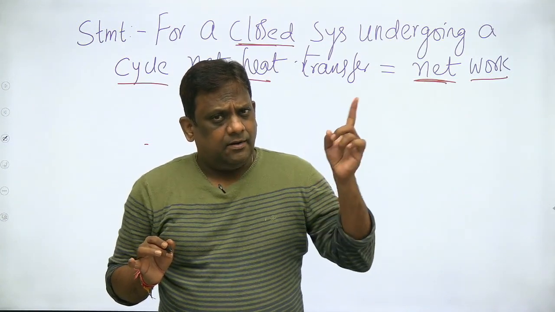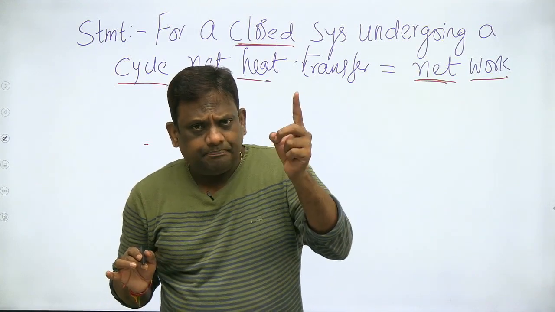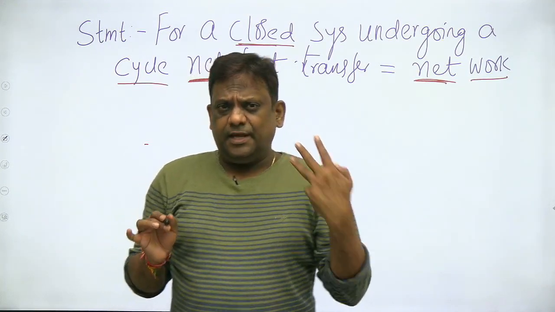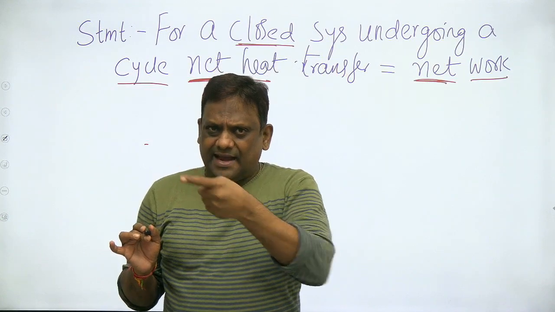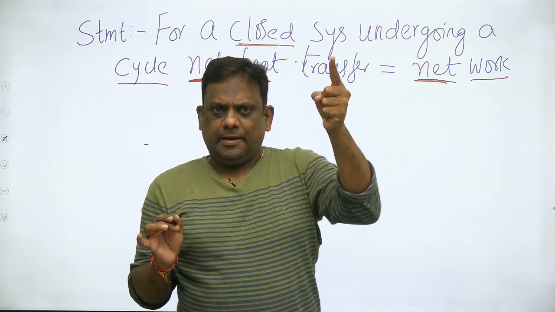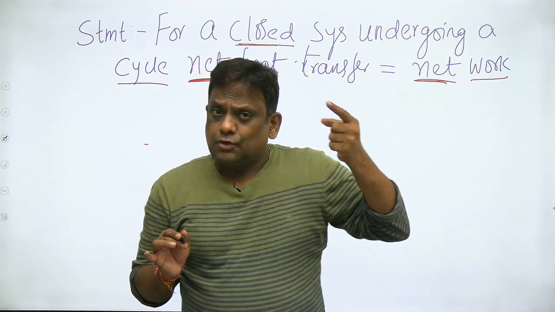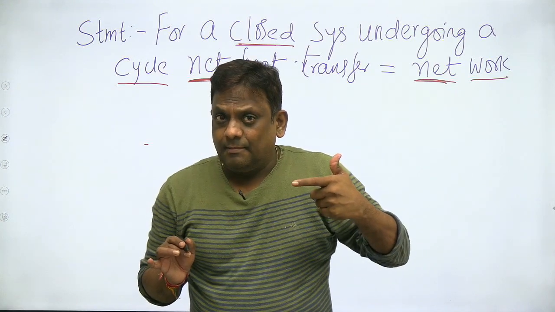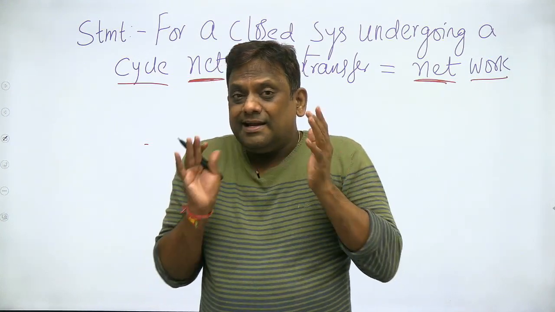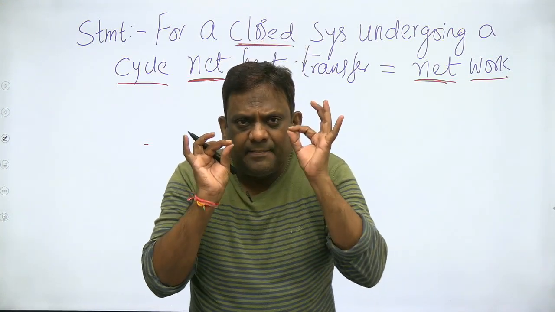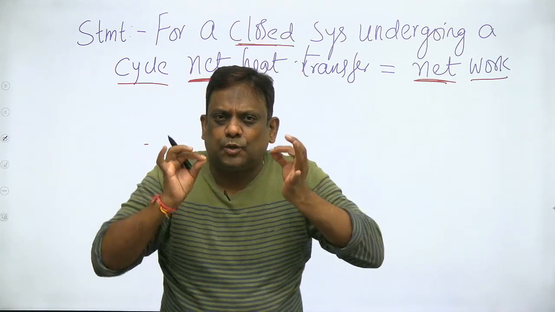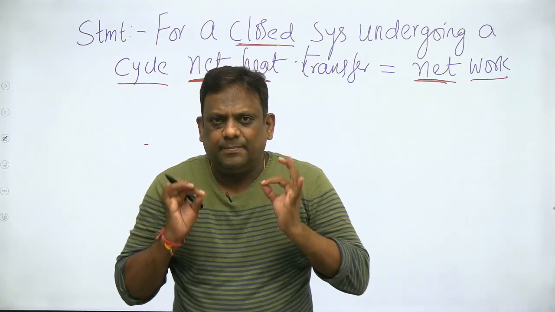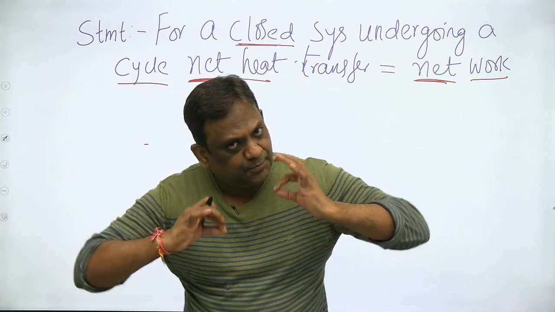So in the previous class yesterday, I took up one question of a cycle. Then we calculated work in isobaric. There was a cycle comprising three processes: isobaric, adiabatic and isothermal. So we calculated work. But he asked us to calculate net work. Net work means summation of work in each process. Net heat means summation of heat in each process.